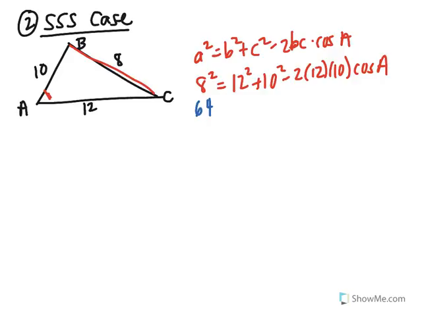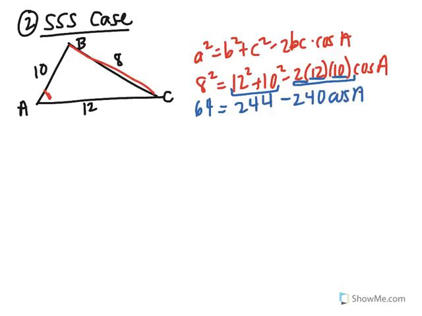Here's what you're going to do. You get 64 is equal to 144 plus the 100. So that's 244, and you can combine those two. This is the part that's attached to the cosine. So you multiply the 2 times the 12 times the 10 to get a minus 240 times cosine of angle A.